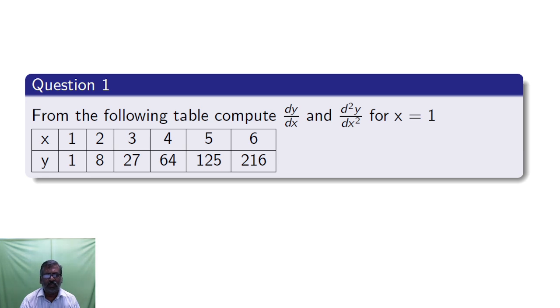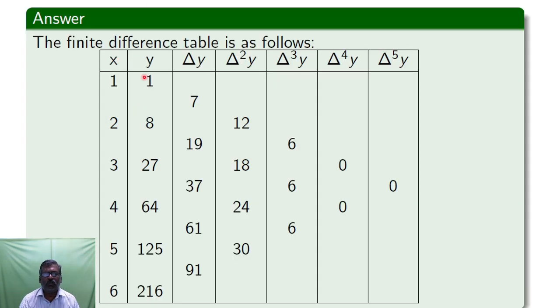Now we will move to the tabular column. First write the given x value and y value. Now see how we have to write the finite difference table. First we write the x value as it is, then the y value as it is. Here the x values are 1, 2, 3, 4, 5 and 6, uniformly increasing with height 1. That's why Newton forward or backward interpolation method is applicable. The y values are 1, 8, 27, 64, 125 and 216.